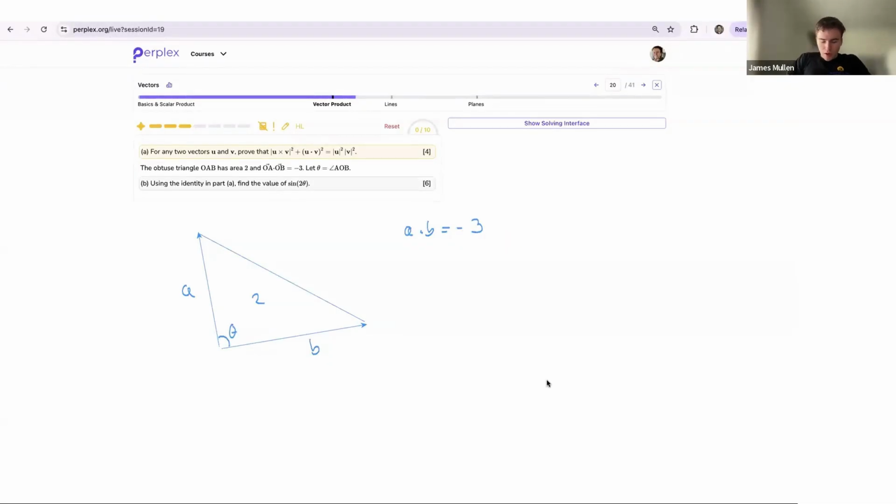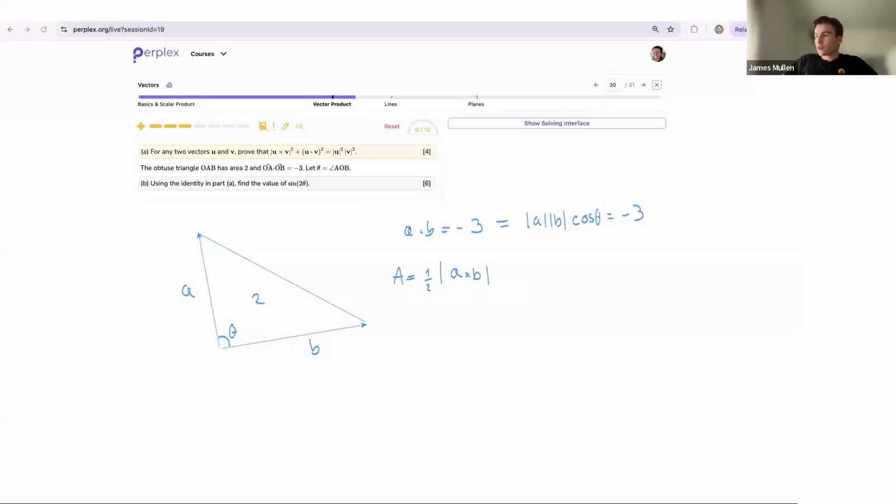Okay, so what do I know? I know that the area is going to be half the magnitude of A cross B. Okay, that's one thing I know. And if I know that A dot B is equal to -3, it means that |A||B| times cosine of theta is equal to -3. All right, that's what I know.